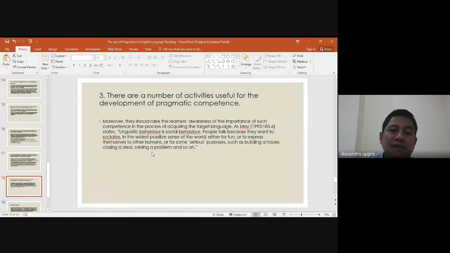3, there are a number of activities useful for the development of pragmatic competence. Moreover, they should raise the learner's awareness of the importance of such competence in the process of acquiring the target language. May states linguistic behavior is social behavior. People talk because they want to socialize in the widest possible sense of the words, either for fun or to express themselves to other humans, or for some serious purposes, such as building a house, closing a deal, solving a problem, and so on.